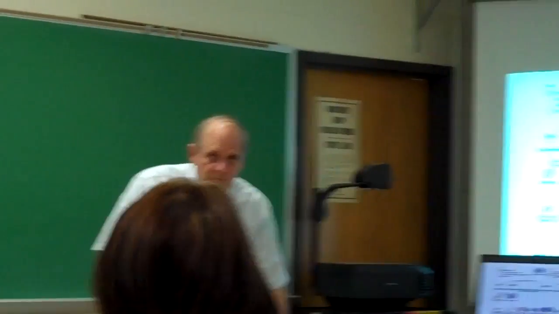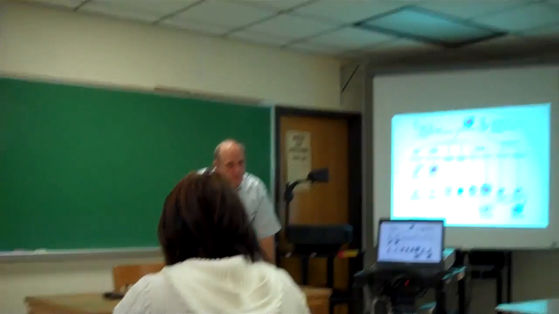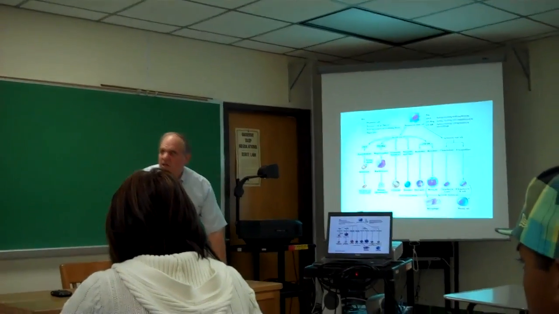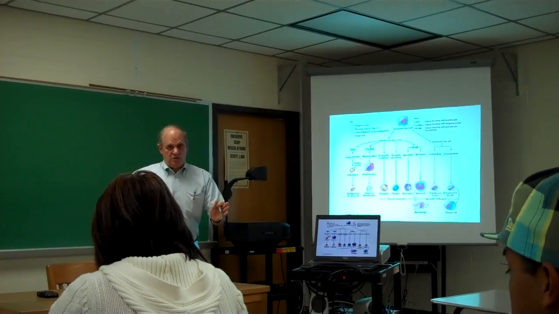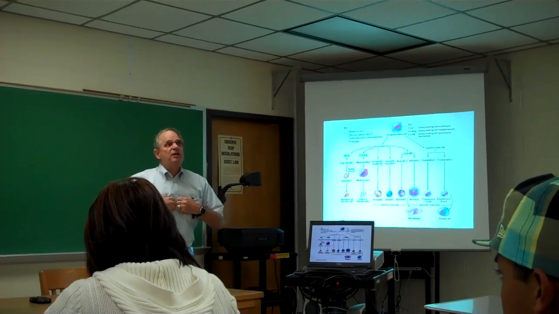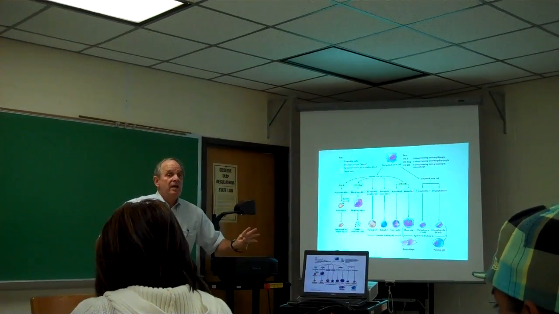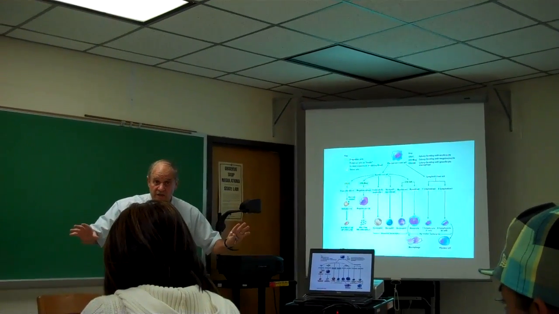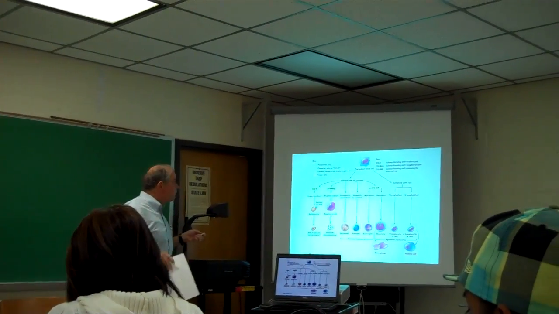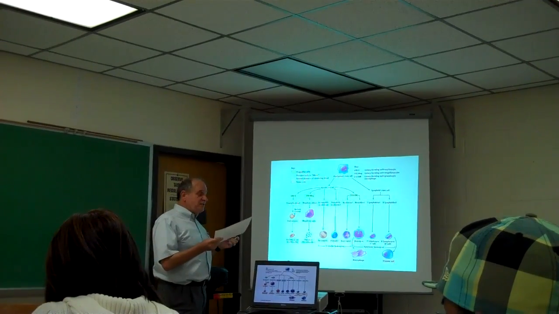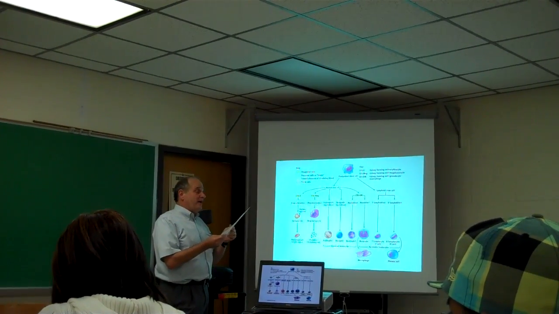A stem cell, Melissa, is an undifferentiated cell. That means it can go in several different directions. That's what that means. It's undifferentiated. In other words, it can go this way, whatever. That's what a stem cell is. And so, the pluripotent stem cell, you will see that on your handout sheet.